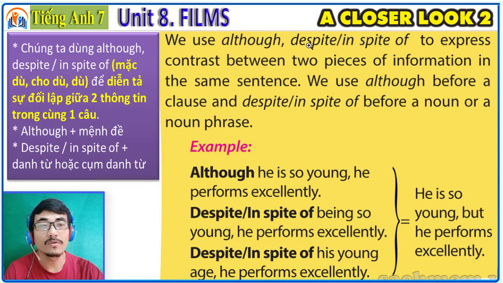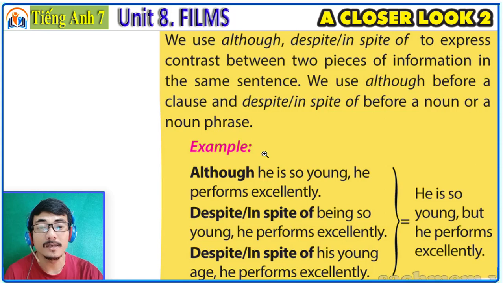We use although, despite, in spite of to express contrast between two pieces of information in one sentence. We use although before a clause and despite or in spite of before a noun or a noun phrase. So, the differences between although and despite or in spite of: although, even though, go with a clause, and despite or in spite of go with a noun or a noun phrase. Here is the example.